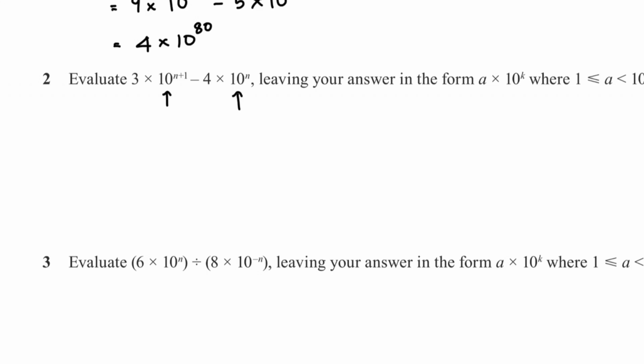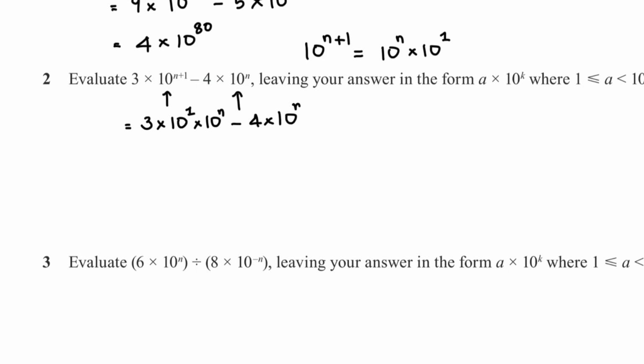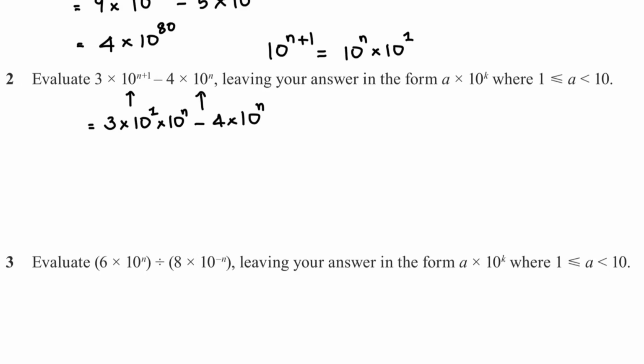So the only way to calculate it is to make this, because 10 to the power of n plus 1 can be written as 10 to the power of n times 10 to the power of 1. This can be 3 times 10 to the power of 1 times 10 to the power of n, okay? Minus 4 times 10 to the power of n. You understand? And then what's next?